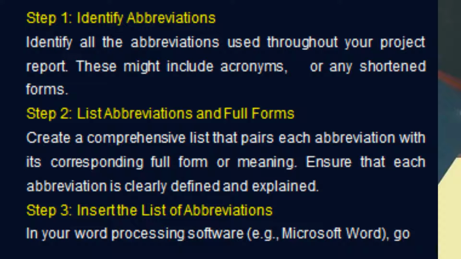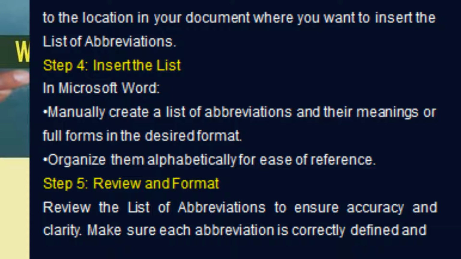Step 3. Insert the list of abbreviations. In your word processing software, e.g., Microsoft Word, go to the location in your document where you want to insert the list of abbreviations. Step 4. Insert the list. In Microsoft Word, manually create a list of abbreviations and their meanings or full forms in the desired format. Organize them alphabetically for ease of reference.